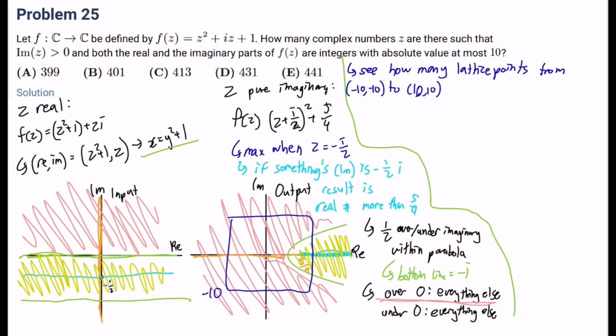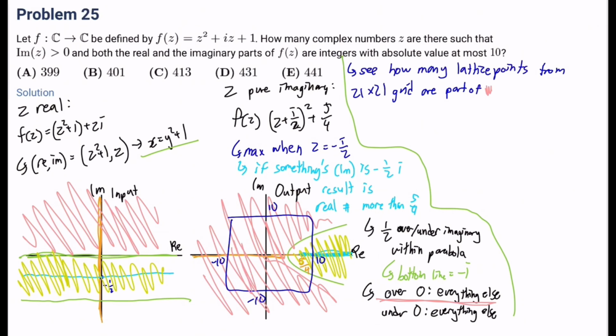This is minus 10, and 10, and 10, and minus 10, right? Because it said that the absolute value has to be at most 10, and that's for both the real and imaginary parts. So let's say it's a 21 by 21 grid, because we have 10, minus 10, and then 0 in the middle. That's why it's 21.